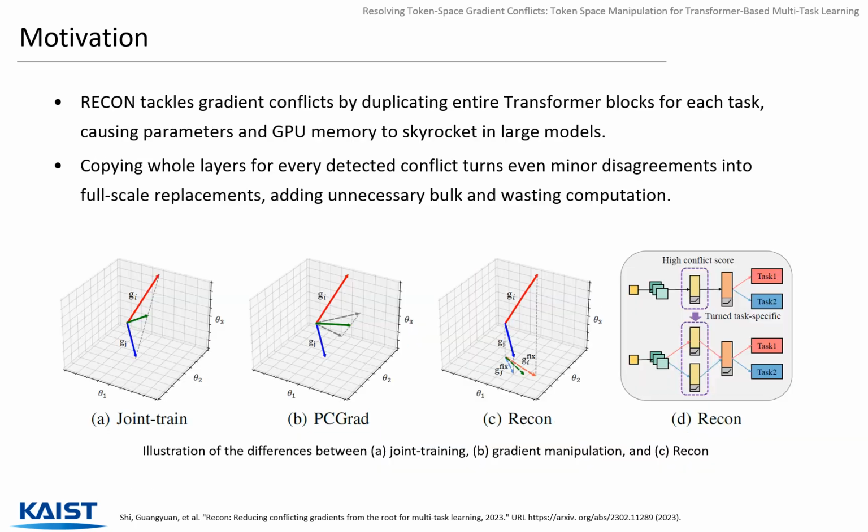Let's look at a prior approach aimed at fixing conflicts. Recon's strategy is to duplicate entire backbone layers per task when conflicts are detected, essentially turning shared layers into task-specific copies. This can tame conflicts in the parameter space, but at a steeper cost. Parameters and GPU memory grow quickly, especially in large backbones. Even smaller local disagreement can trigger whole layer replacement, which adds work and wastes computation. In other words, Recon reduces the conflict, but it does so by scaling the model.